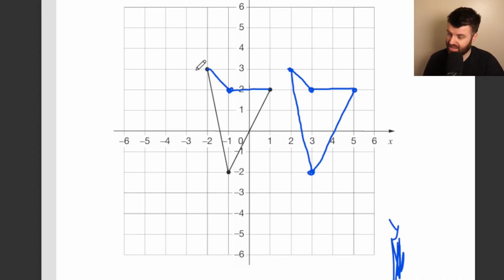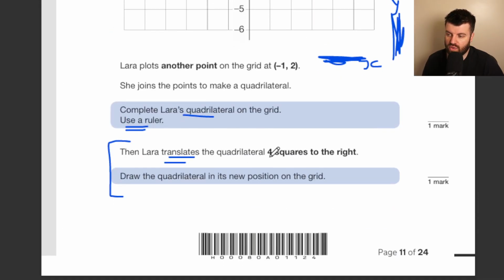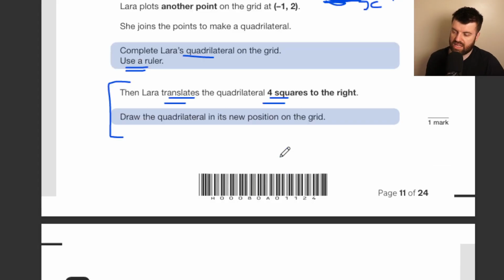That's not bad. And then we get another mark there. Be really careful when you translate. Go to the corners is the best way to do it. Plot the corners, then you can make your new shape.